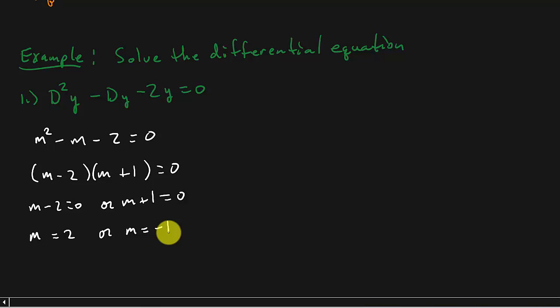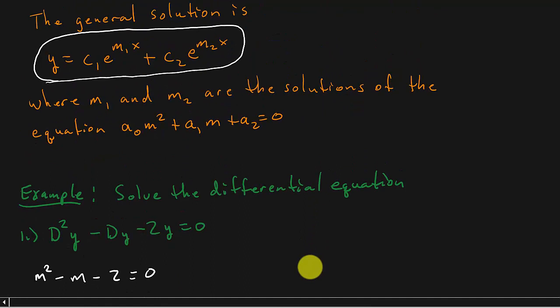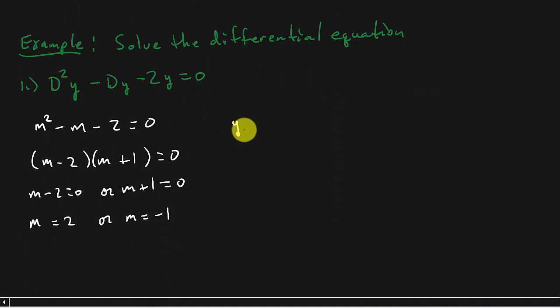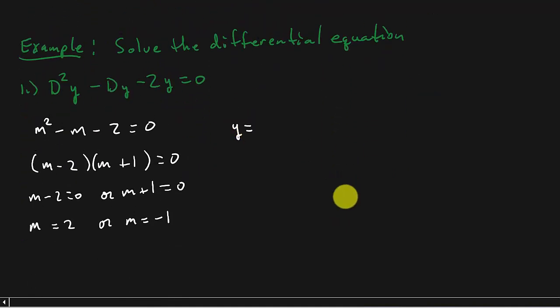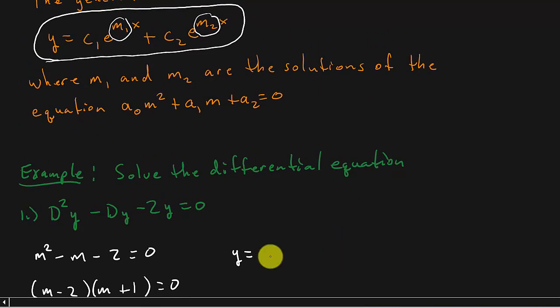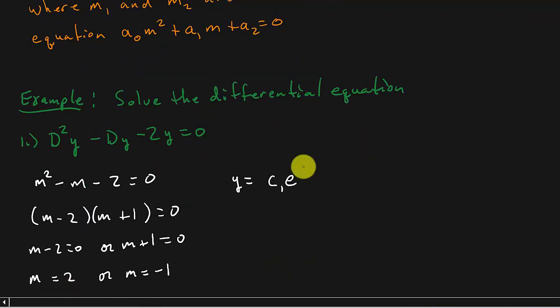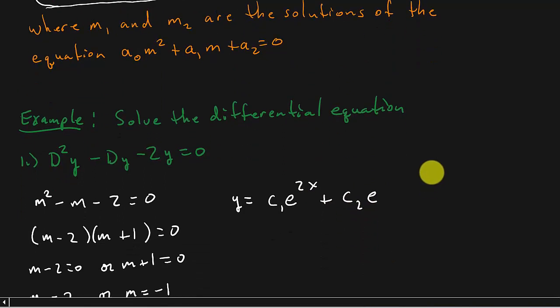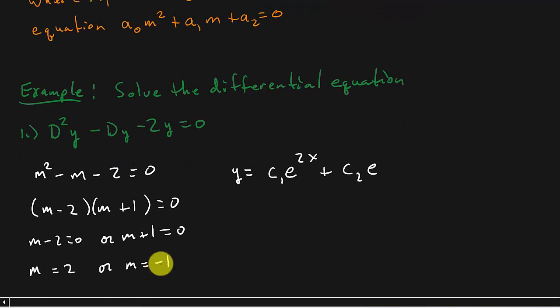And so now all we do is we plug it in. We plug it into here. We solve for m1 and m2. And so we get y is equal to C1 e raised to the m1, and that's going to be 2 times x, plus C2 e raised to the m2, which is our negative 1, so negative x.